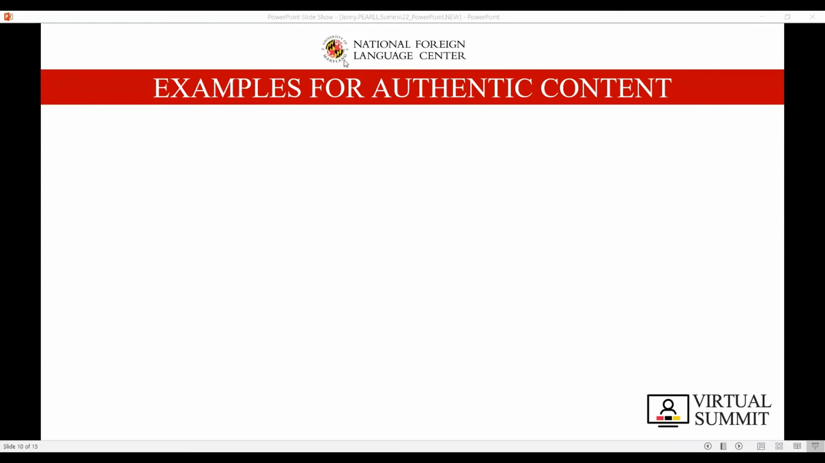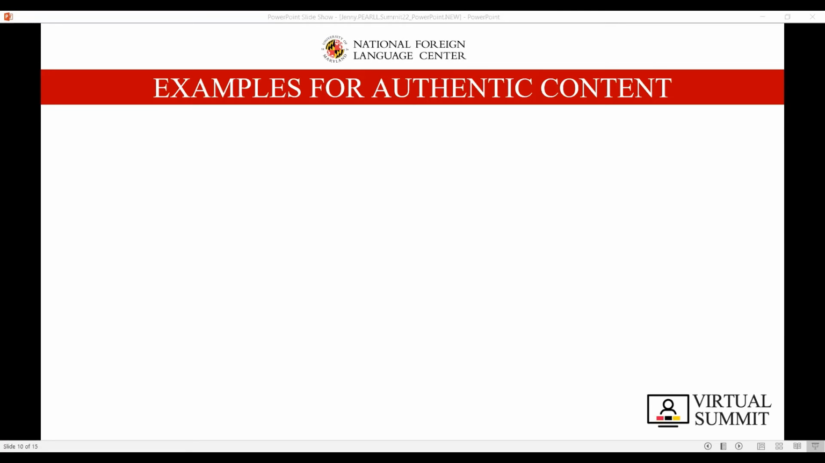So let's look at some examples for authentic content topics for beginners. But one thing in advance: almost anything written or spoken you encounter in your daily life can be considered an authentic source. The question is, how does it suit your learners? Remember, learner-oriented content selection. And how does it fit your overall lesson?